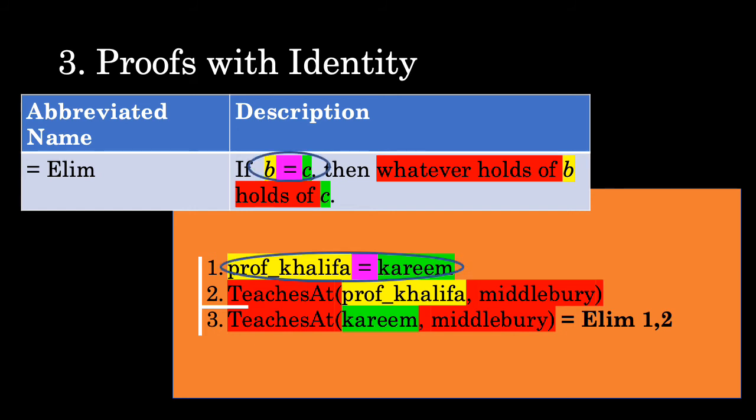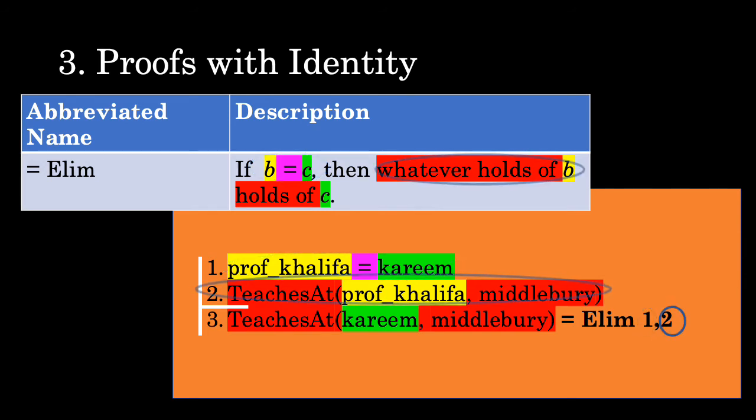Final point I want to make about this example is the mapping has to be really, really tight. If we're thinking of logic on analogy with a game, we've got very strict referees. Let's look at premise 1 in our proof. Prof. Khalifa equals Kareem. If you notice, the color coordination there goes yellow, purple, green, and if you look at the rule, the color coordination goes yellow, purple, green. It's because of this tight mapping between B equals C in the rule and Prof. Khalifa equals Kareem in premise 1 that we know to cite premise 1 on line 3 of our proof.